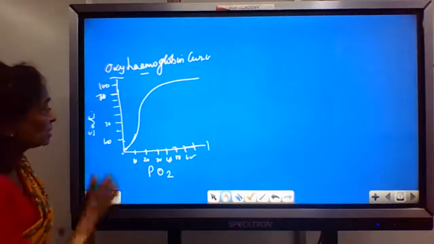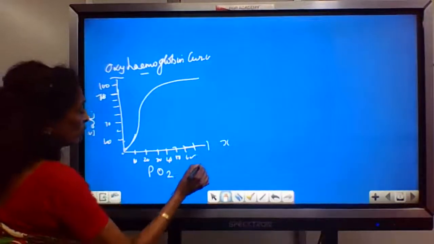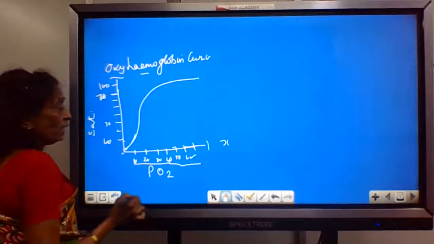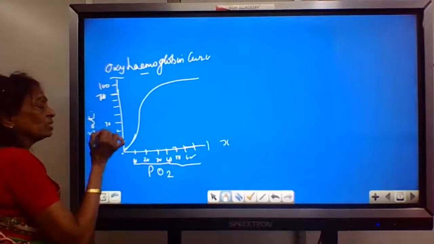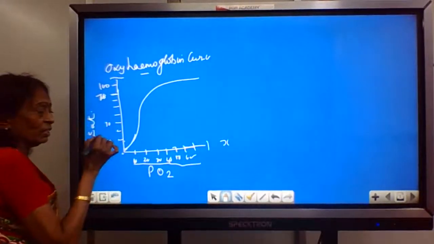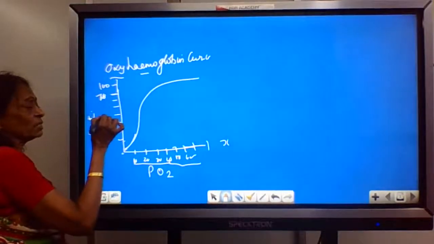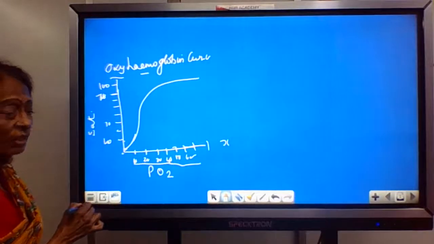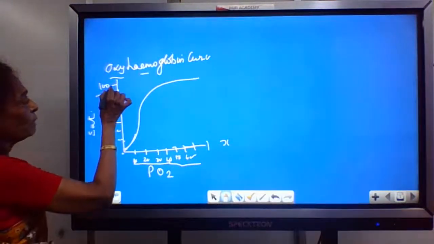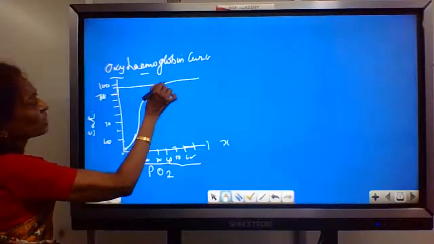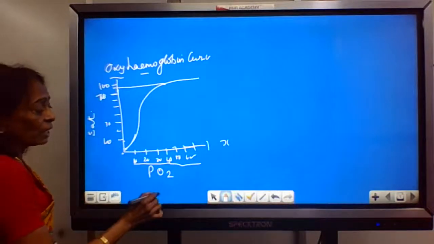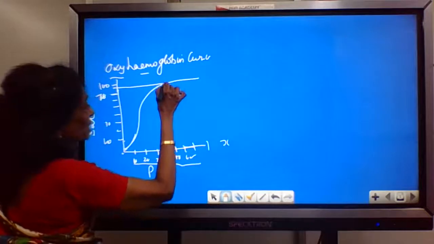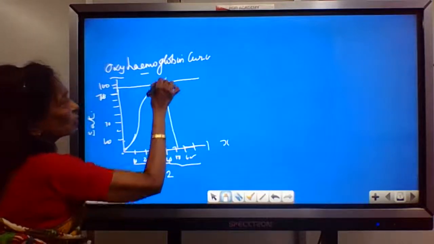So one line, this is the y-axis and x-axis, they are showing partial pressure of O2, and it will be in mm Hg. The other side shows how much saturation level, 10% saturation up to 100%. The saturation level never goes beyond, maximum 80% only. At that level, the partial pressure will be more or less about 60 or 70, between 60 and 70. You know very well how to study the graph.